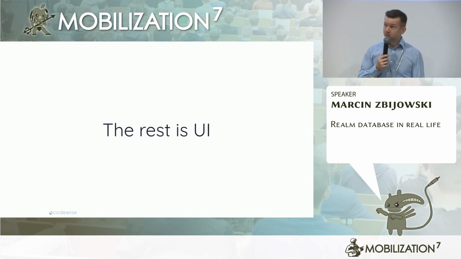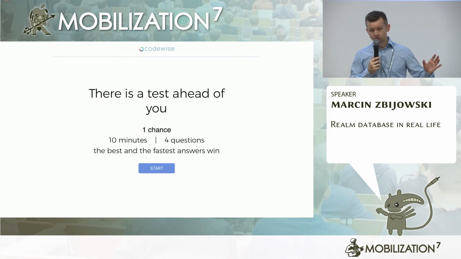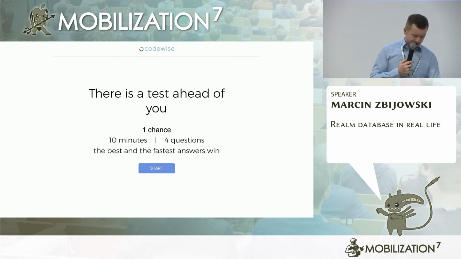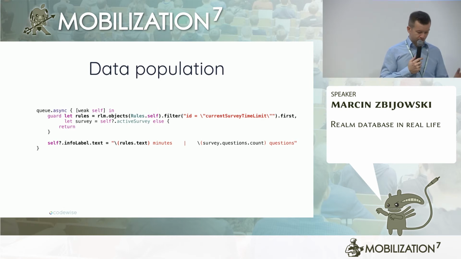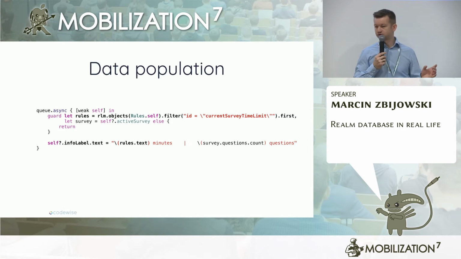The rest of the iOS part is mostly UI. People get a clean screen saying what's ahead of them, how much time they have, how many questions there are, and what kind of contest this is. Most of the time it's time-based, and to populate that screen you just need to pull data from the Realm. You enter what kind of objects you are looking for, in this case rules. This is a Swift example, by the way. And you filter it by, in this case, ID, but you can do it by whatever property there is. I'm just taking the first one because there is just one.